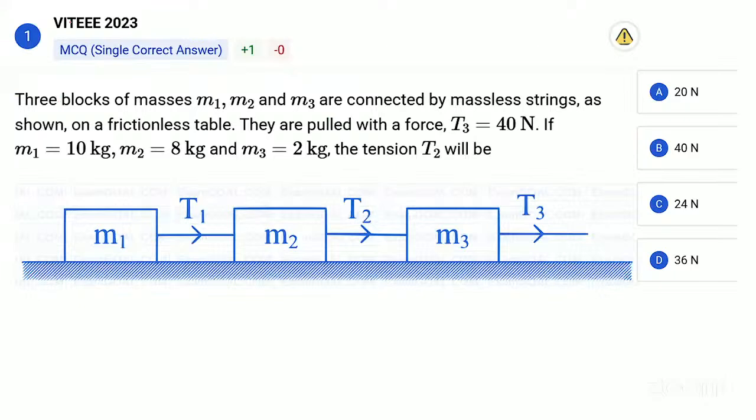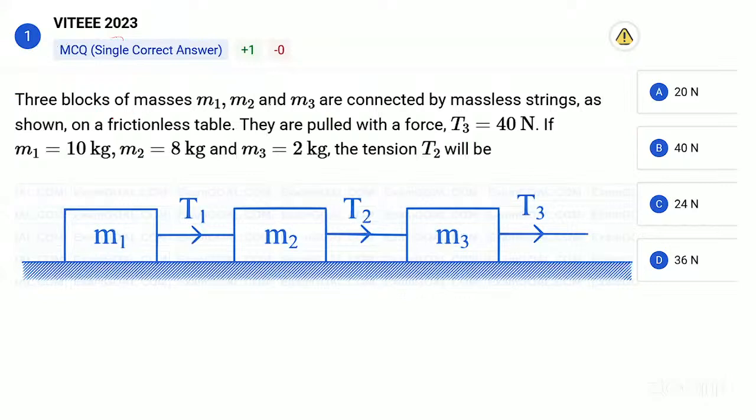Now this question is from VIT triple E. Like I have already told you in the beginning of this class, the questions will be a variety from different examinations. So you will get a glimpse of how the question is being framed and asked from Newton's laws of motion.